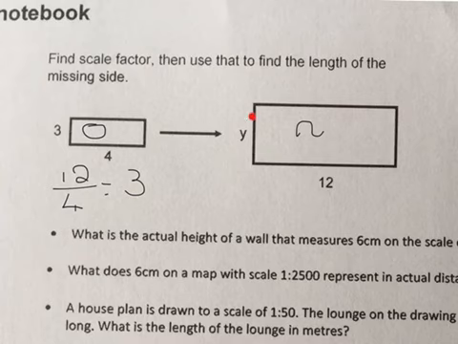So we need to find this side. First thing we want to do is find our scale factor. So that's the shape we're starting from. That's our old one. There's our new one. Here's the corresponding sides that we're going to use to get our scale factor. So new over old, 12 over 4. 12 divided by 4 is 3. So my scale factor is 3.